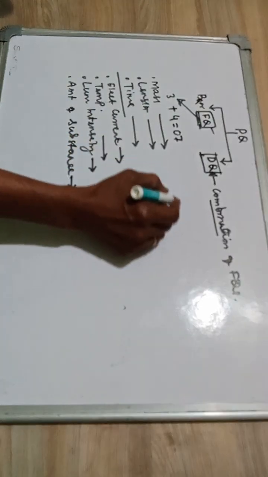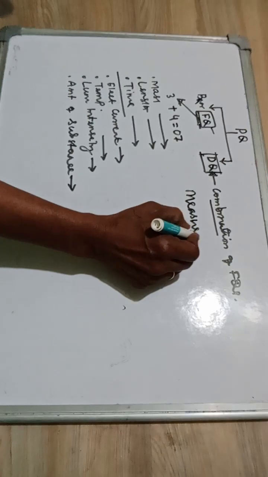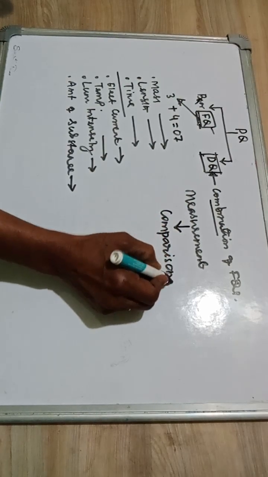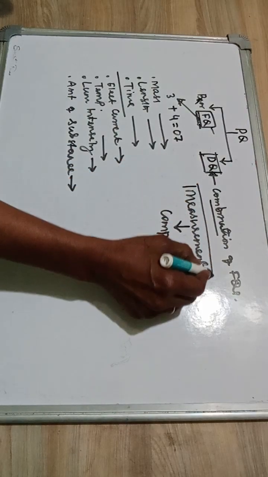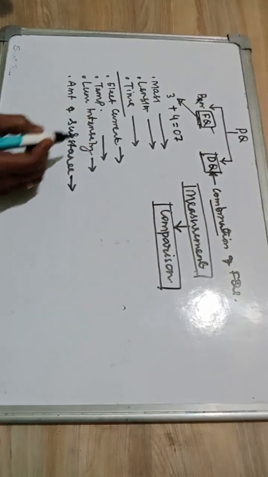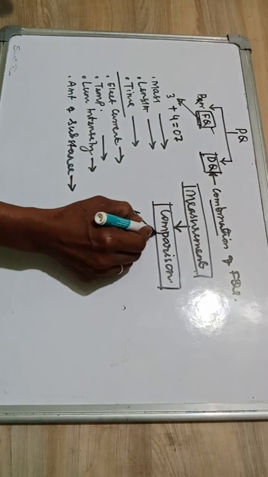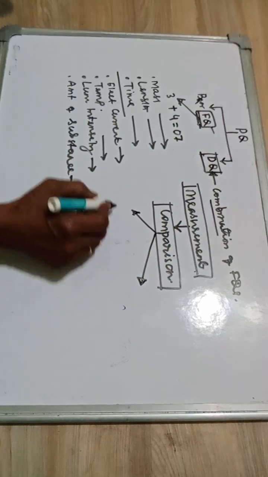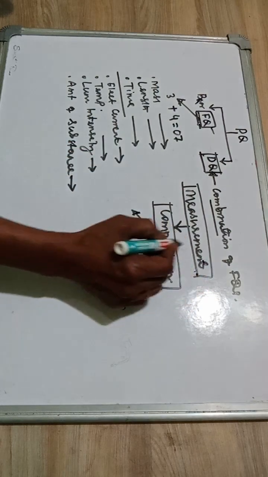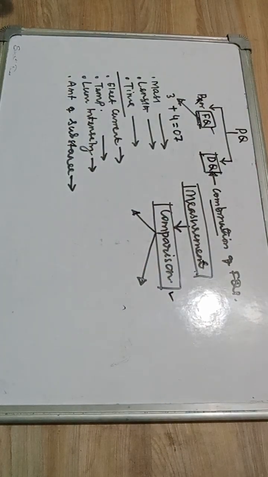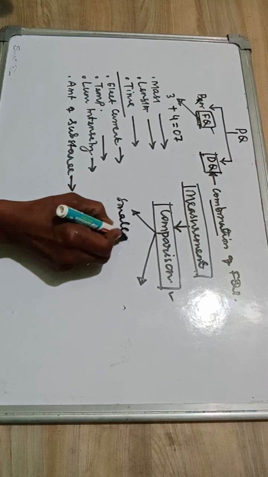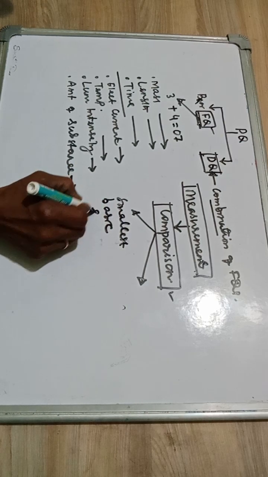Now, what is measurement? Measurement is a comparison. While doing measurement, we find out how big or small the item to be measured is with a certain fixed standard. That means measurement is a comparison done with a certain smallest basic standard.